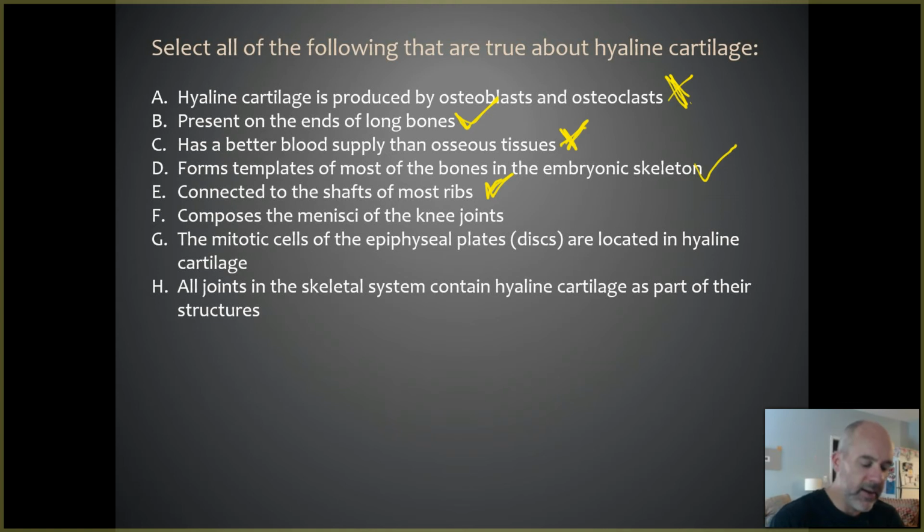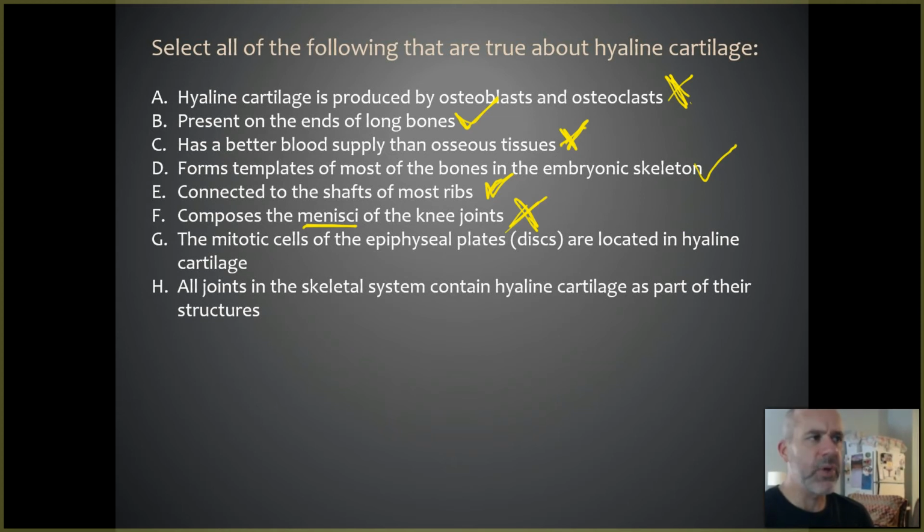Composes the menisci of the knee joints. Remember, menisci is plural, so at each knee joint you have two menisci. Meniscus is singular, and you've no doubt heard of somebody who has torn a meniscus in his or her knee. That's pretty common. But that's not hyaline cartilage. It is cartilage. Do you remember what type of cartilage it is? It's actually fibrocartilage. So it's still cartilage, but as the name suggests to us, there are more of those protein fibers located in there than what you would have in hyaline cartilage. So that's going to be a no.